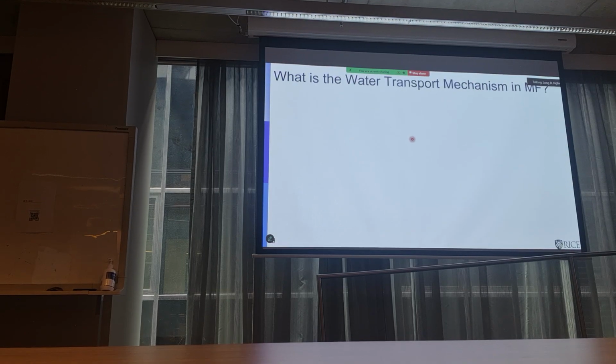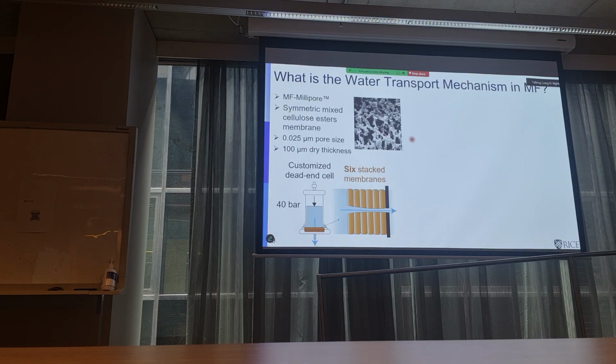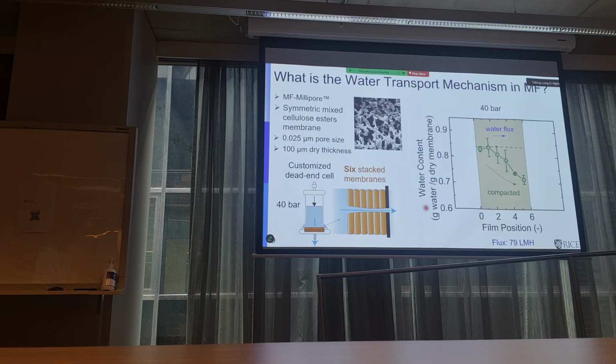So if I ask you about water transport in microfiltration, we know that it should be pore flow and viscous flow. So we did this experiment with a microfiltration membrane, 0.025 micron. The same experiment, stacking 6 of them here, measuring the flux, and then taking them out and measuring the water content gradient. And we see water content gradient even in microfiltration. So can you say now, based on this experiment, that this one is also a solution diffusion mechanism? No. So this is experimental evidence. Based on this one, you could classify every membrane.